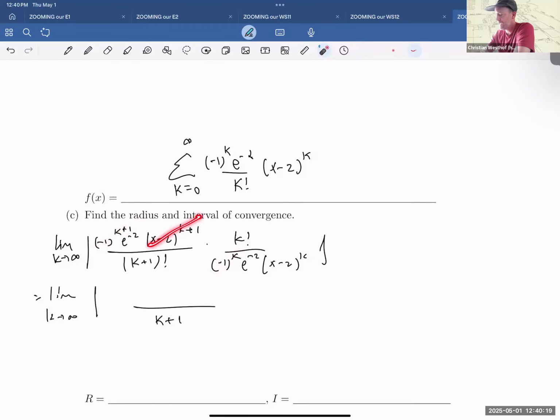X minus 2 to the k. There are k plus 1 many of them up here, k many of them down here. There's one more left in the numerator. So x minus 2. That limit is 0, which is less than 1 for all x. So your interval is negative infinity to infinity, and the radius is infinite.